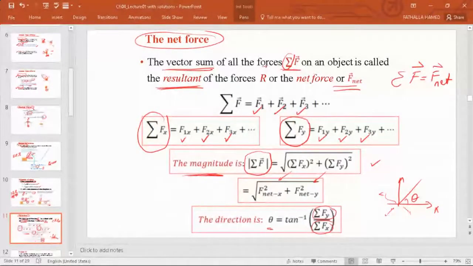So first quadrant, you do nothing. Second and third quadrant, you add 180 degrees to the calculated theta. If you are in the fourth quadrant, you add 360 degrees to the calculated theta. And that's what we did in chapter number 1. So in handling forces, you have to deal with them like you're dealing with vectors. Is this clear? Any question on this?